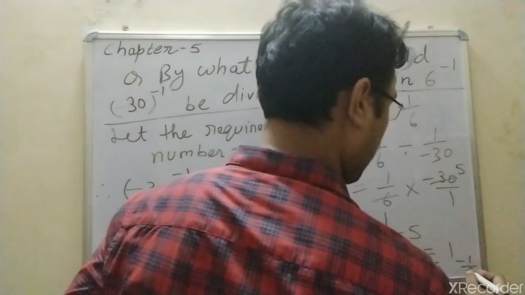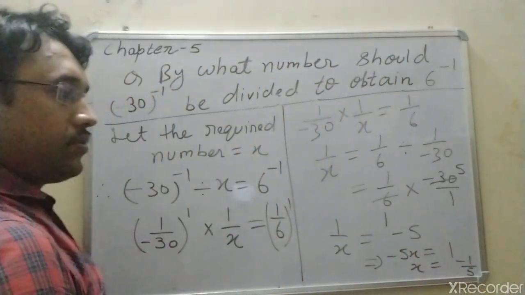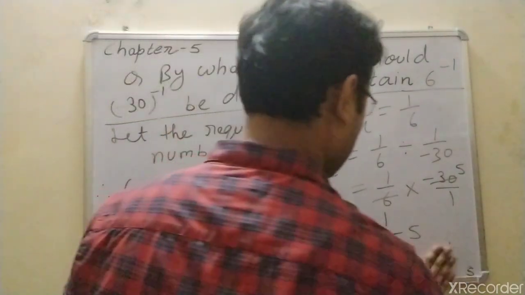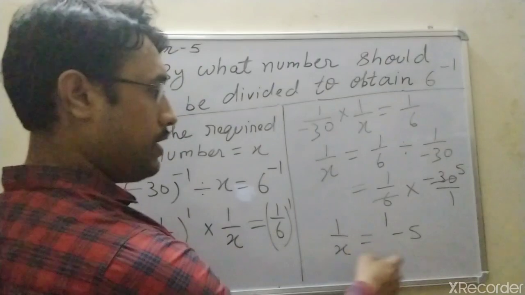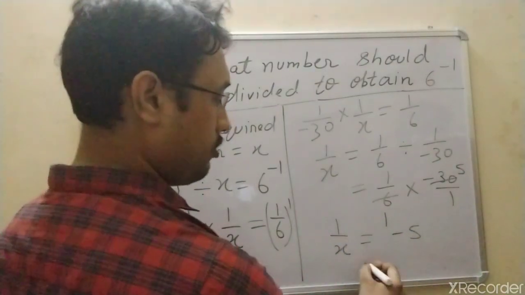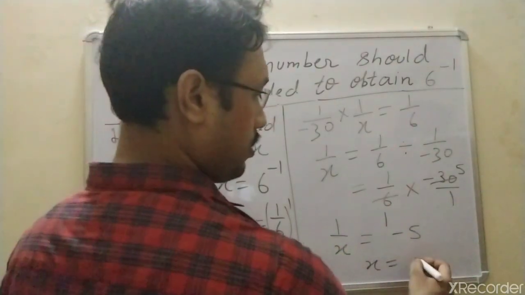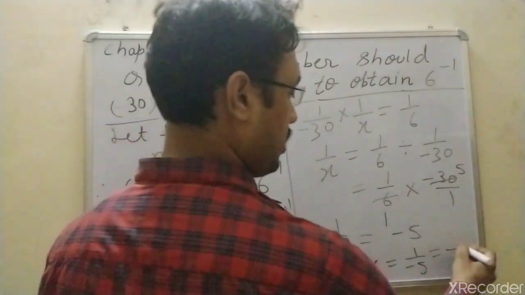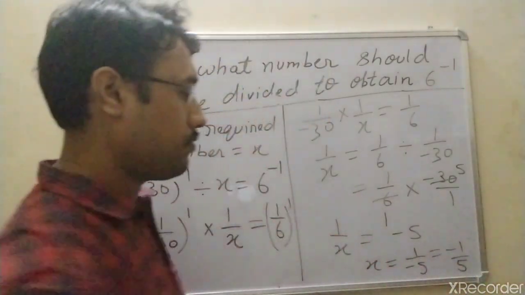Minus 1 by 5. Okay, this is the final answer, minus 1 by 5. You can solve this simple equation 1 by x is minus 5 by taking the reciprocal on both sides. That is 1 by minus 5, and if you put the minus sign on top, it is minus 1 by 5.